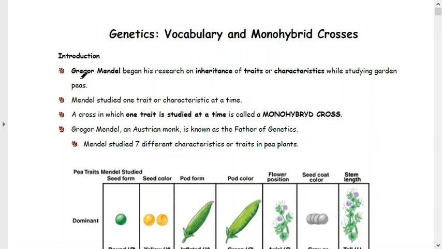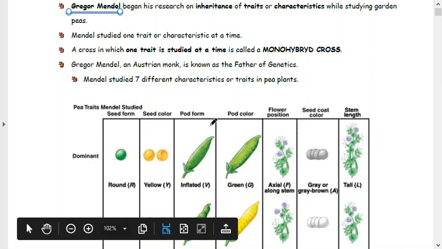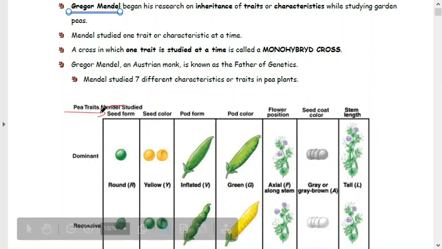I'm not going to talk too much about Gregor Mendel. I know middle school talks about him plenty, but he was the first to get credit for studying a lot of genetics in pea plants. He cultivated and bred pea plants and looked at a variety of traits. And these are some of the traits that he studied, kind of up here on the top of this chart.